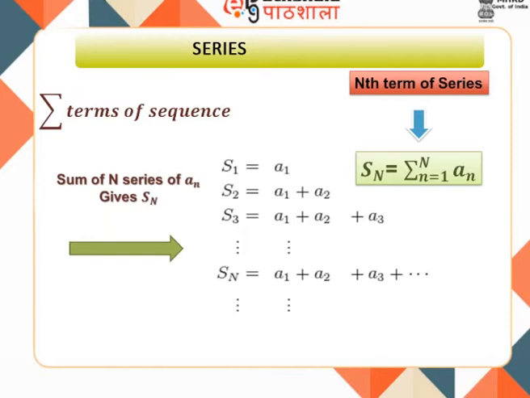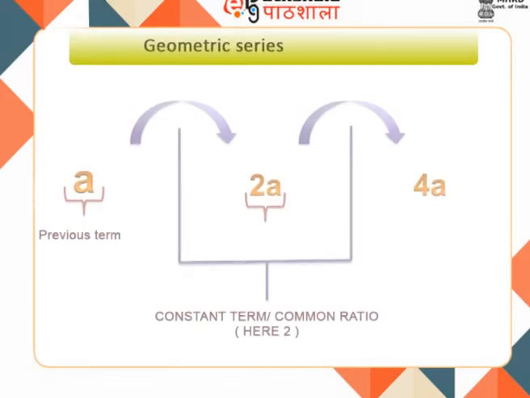The series can be finite, that is, it has defined first and last terms, or infinite, that is, the last terms are not defined and they continue indefinitely. A geometric series is one where each successive term is produced by multiplying the previous term by a constant number called the common ratio. One important use of geometric series is to find present discounted value.